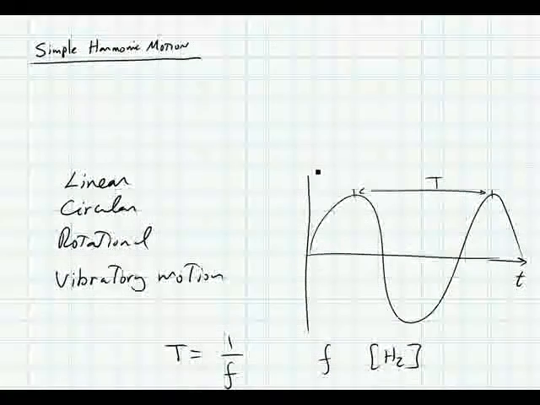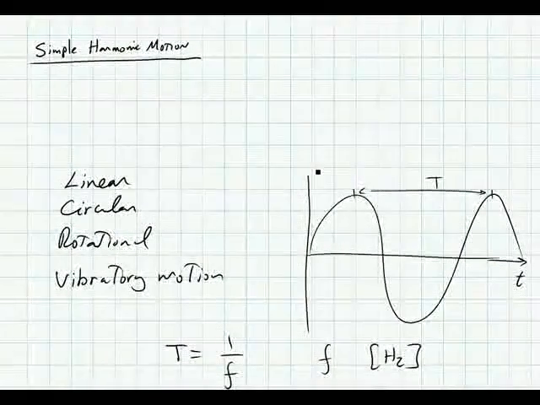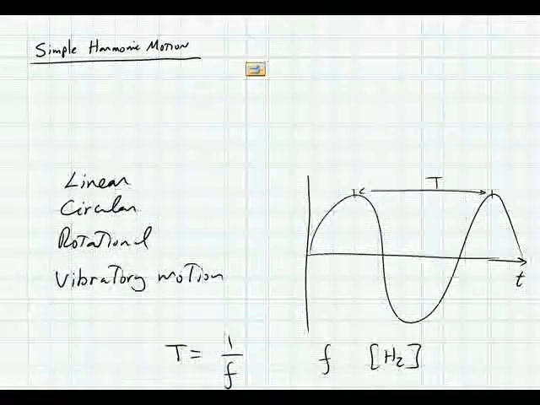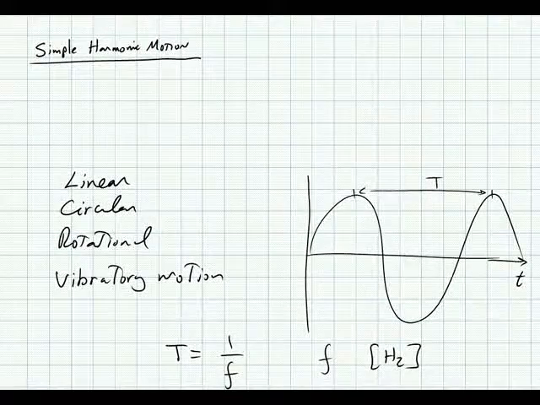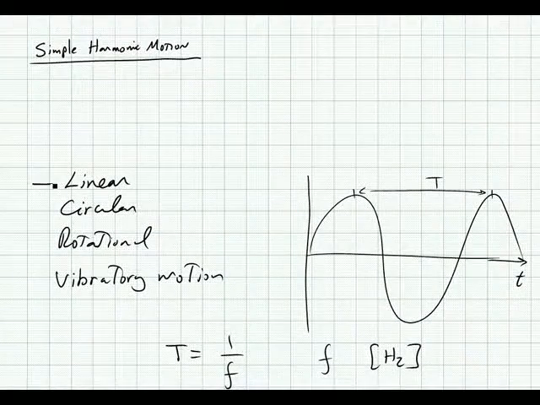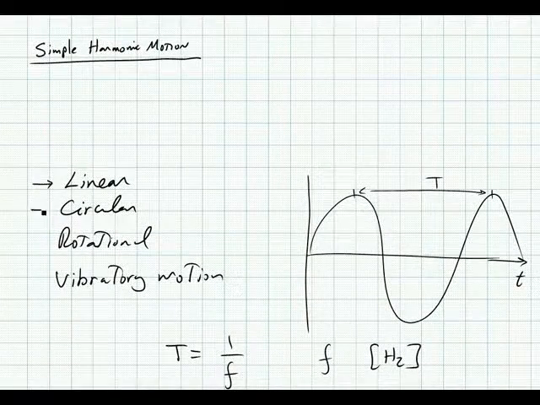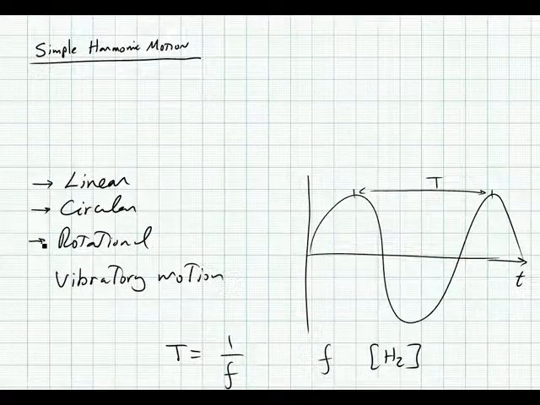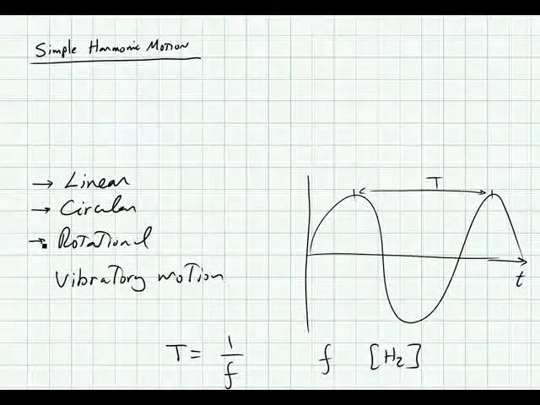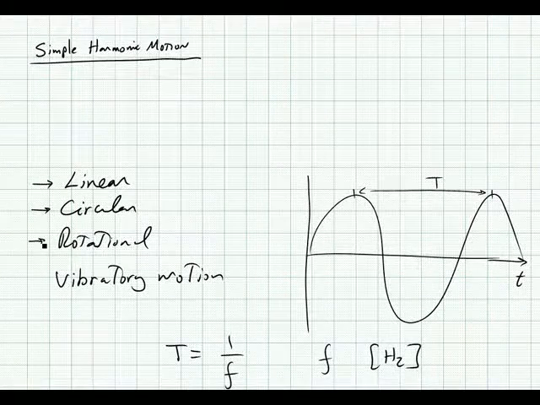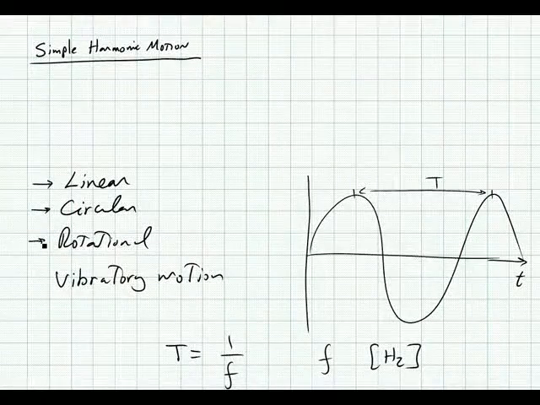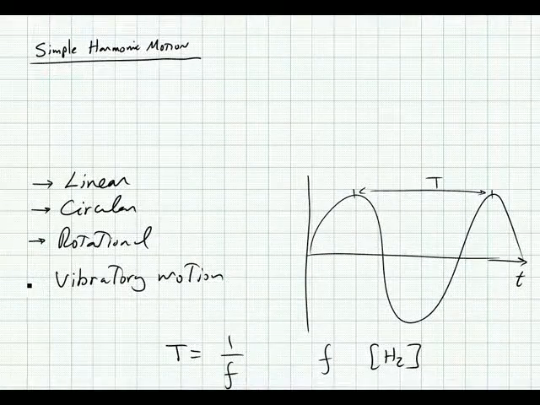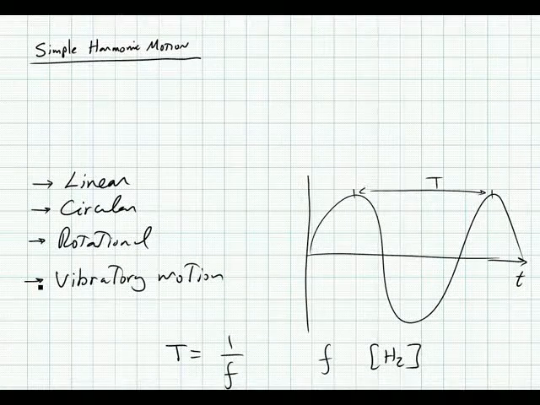In this lecture, we'll be discussing simple harmonic motion. So far in the course, we've studied linear motion, circular motion, rotational motion, which is a combination of both linear and circular, and the last type of motion that we are going to study is vibratory motion.